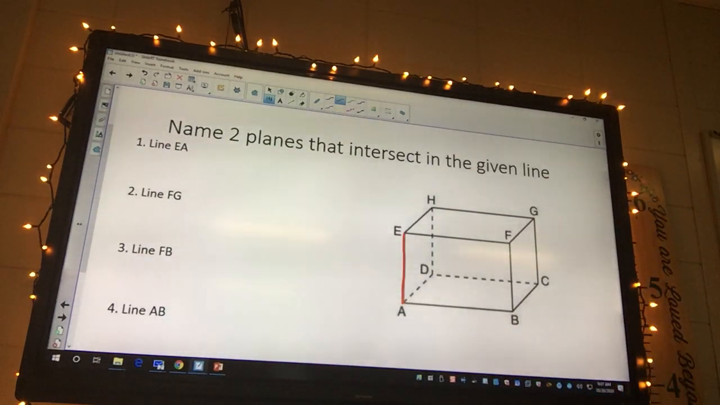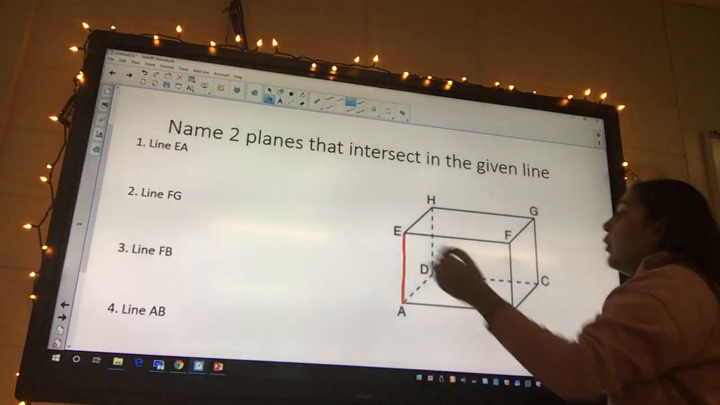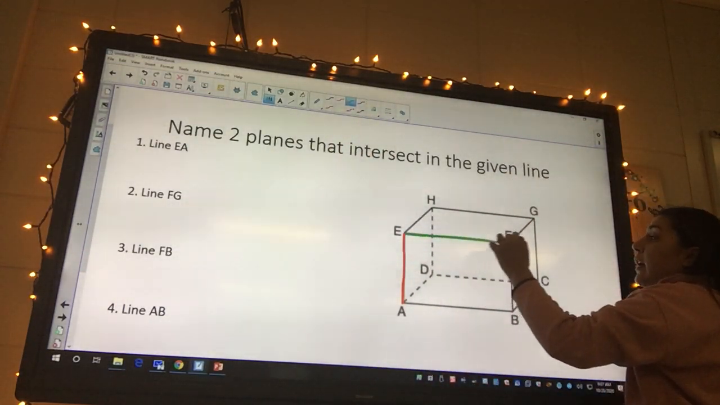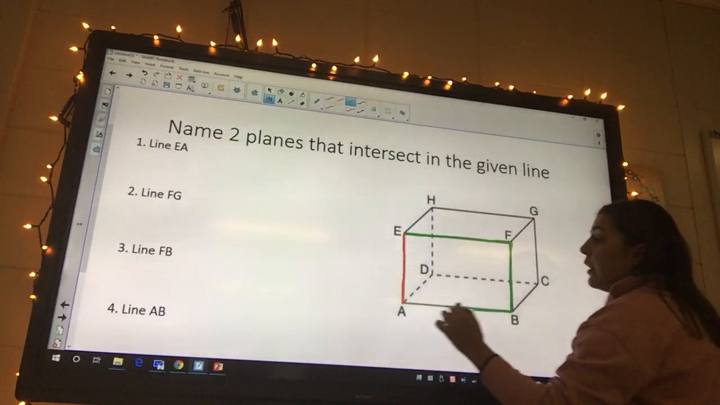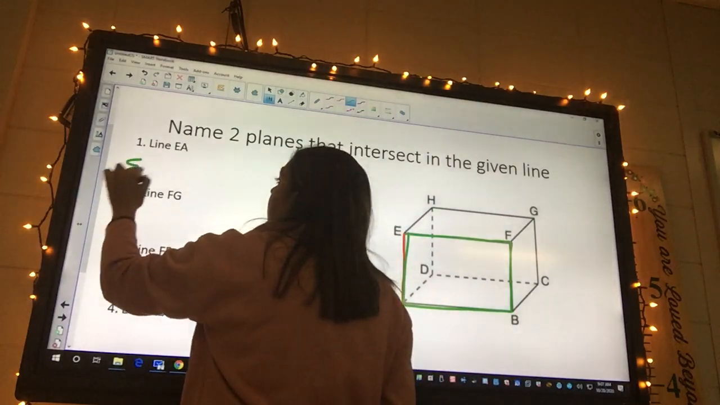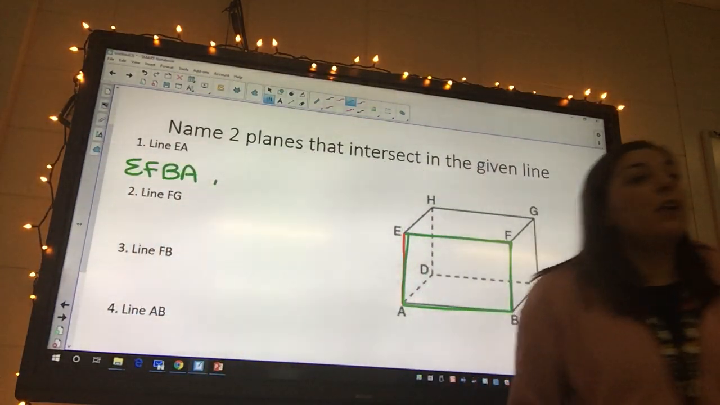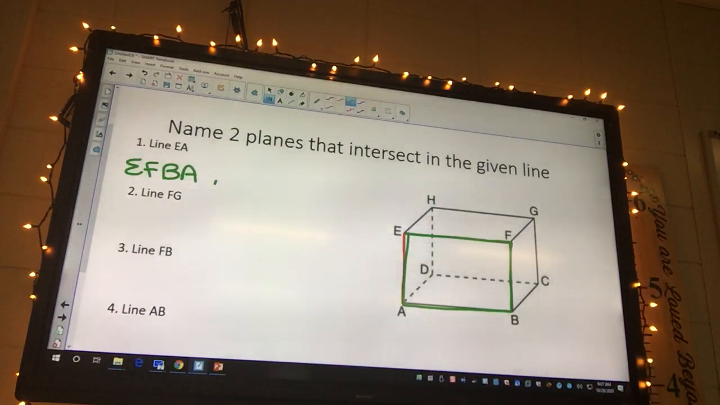What are the 2 planes or the 2 sides that touch EA? Well, right here's one. EFBA. So we could say EFBA is one plane that touches that. What about the other one?